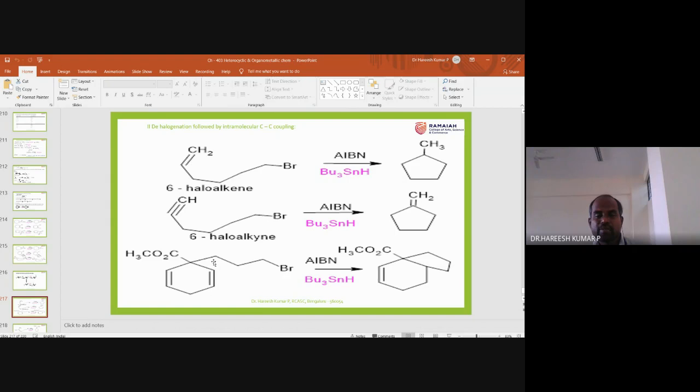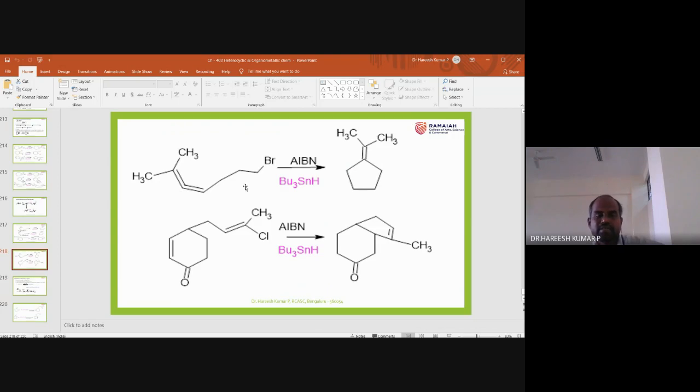Here I am writing one more thing. You can observe that this is a double bond and this is an alkyl halide. AIBN is a radical initiator, so it will initiate a radical at this position and this will break off. This double bond undergoes homolytic cleavage forming a new bond between this radical and this radical, and there is a radical here. Okay, with this, we'll go to the next slide.